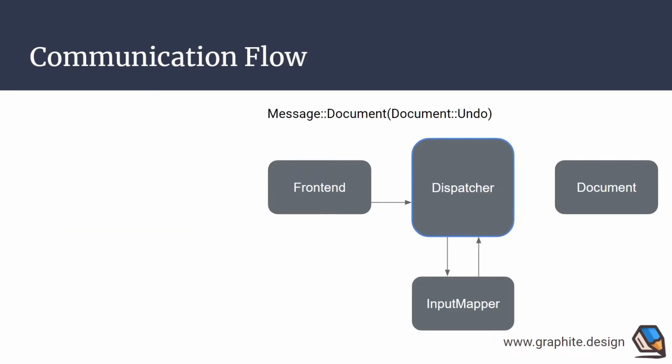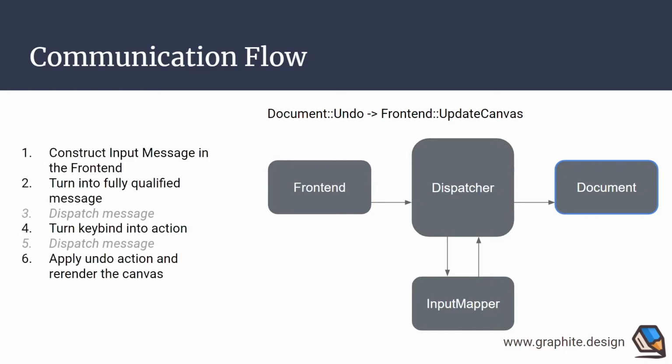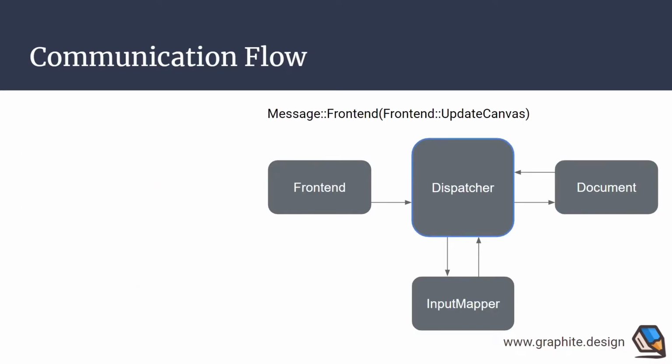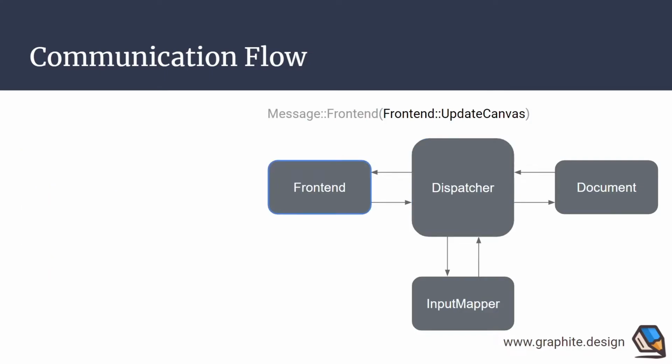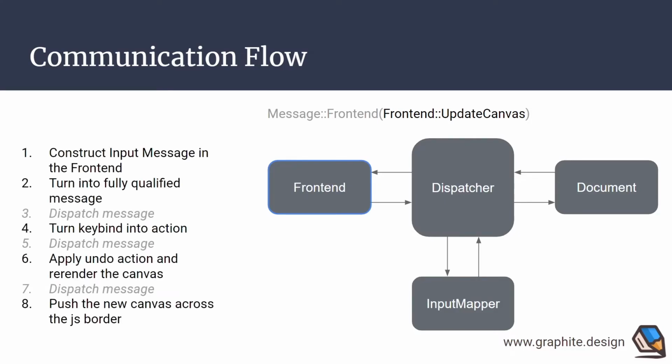The dispatcher dispatches it to the document. The document renders the new canvas, and then creates a front-end update canvas message, which is then, again, you know the drill, handed off to the dispatcher. Dispatcher dispatches the message to the front end, and then the front end does the JavaScript interop and actually renders the new canvas to the DOM. That is basically our input system.